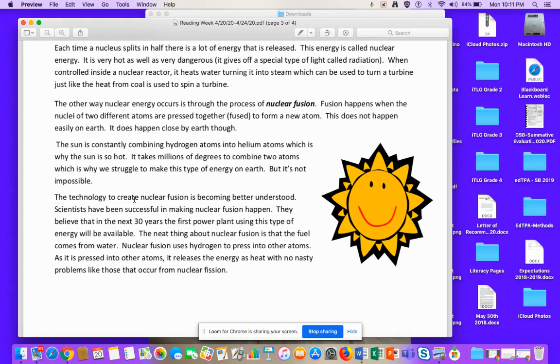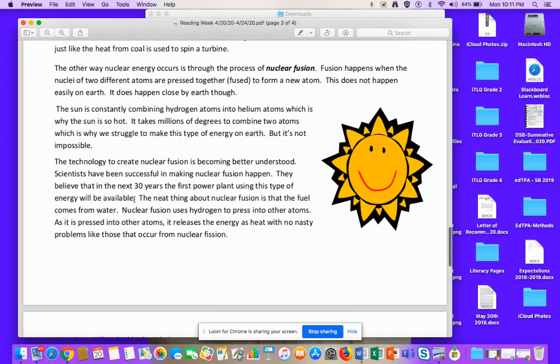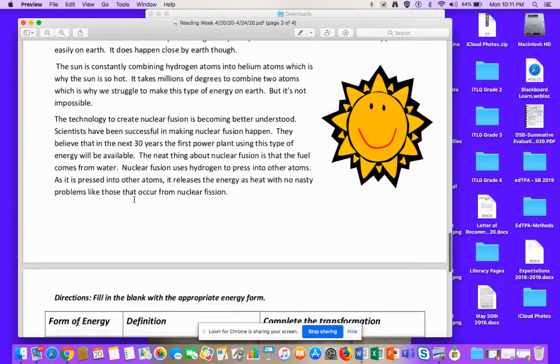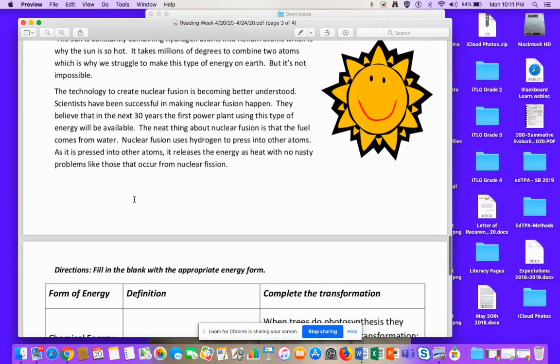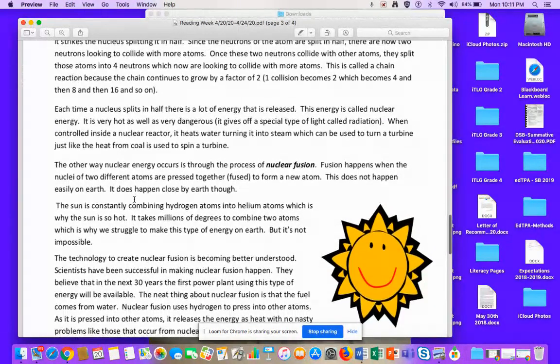But it's not impossible. The technology to create nuclear fusion is becoming better understood. Scientists have been successful in making nuclear fusion happen. They believe that in the next 30 years, the first power plant using this type of energy will be available. The neat thing about nuclear fusion is that the fuel comes from water. Nuclear fusion uses hydrogen to press into other atoms. As it is pressed into other atoms, it releases the energy as heat with no nasty problems like those that occur with nuclear fission. So, that is how those energy transfers go.